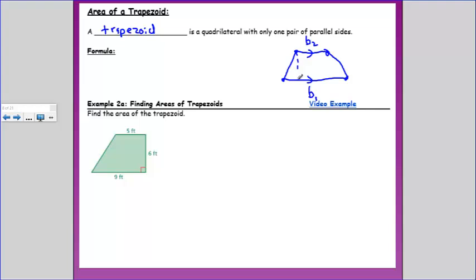Reminder, the height is always at a right angle and is either drawn inside or could be drawn outside. But the height is always straight up and down. That's going to lead us to this complicated formula.